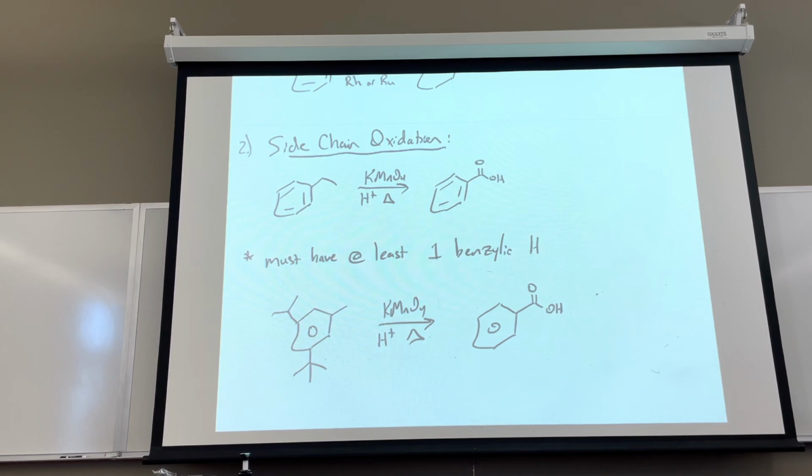Would the isopropyl group oxidize? The only requirement is to have a benzylic hydrogen. Does that benzylic carbon have a hydrogen on it? Yeah, it does. And so it would oxidize. And what about the t-butyl group? No. It does not have a benzylic hydrogen. This carbon is surrounded by nothing but other carbons, and so it would not react. It would remain untouched.